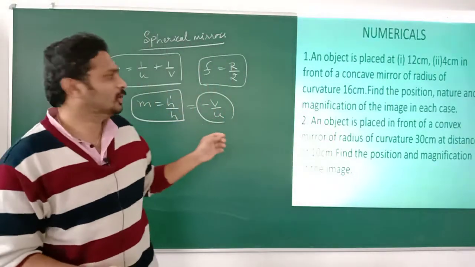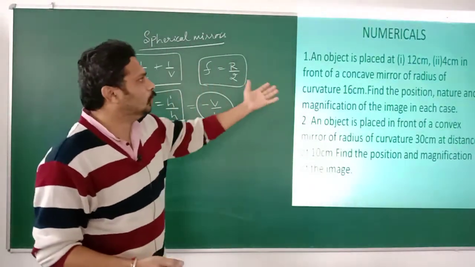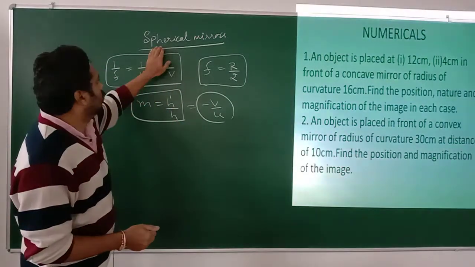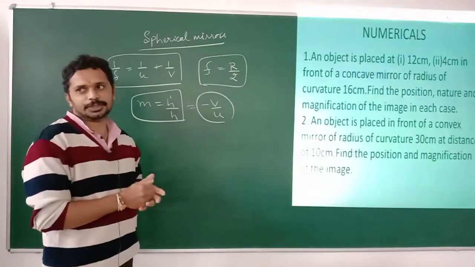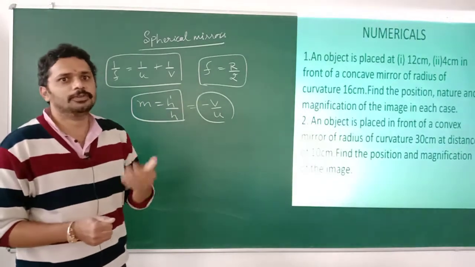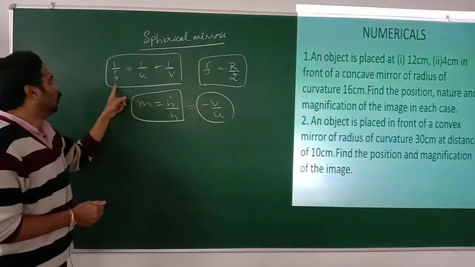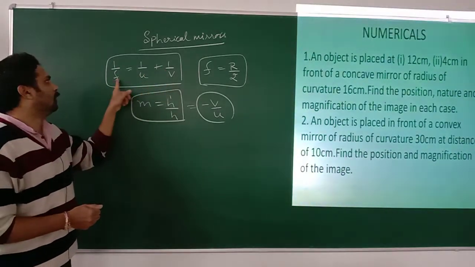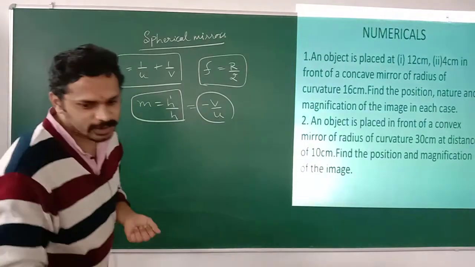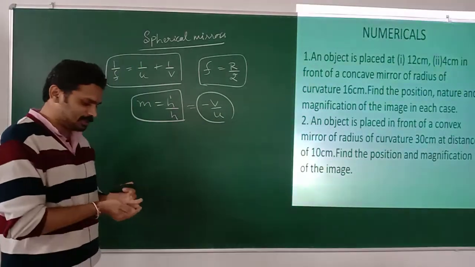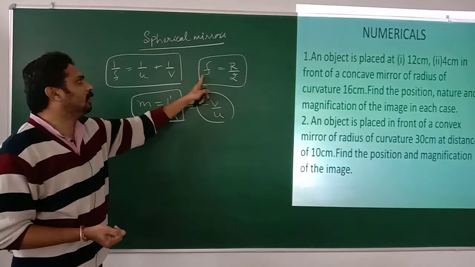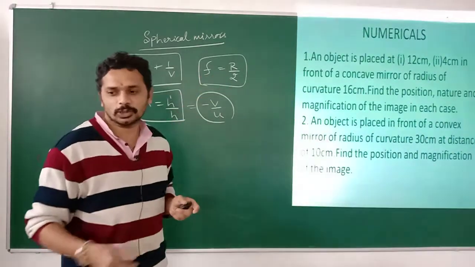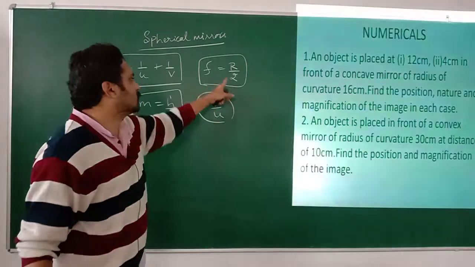Today in this class we are going to solve the numericals on ray optics. Now we know that in spherical mirrors we derived the equations. Mirror formula: 1 by f is equal to 1 by u plus 1 by v, where f is focal length, u is object distance, v is image distance, and the relation between f and r is f is equal to r by 2, that is, focal length is equal to half of the radius of curvature.